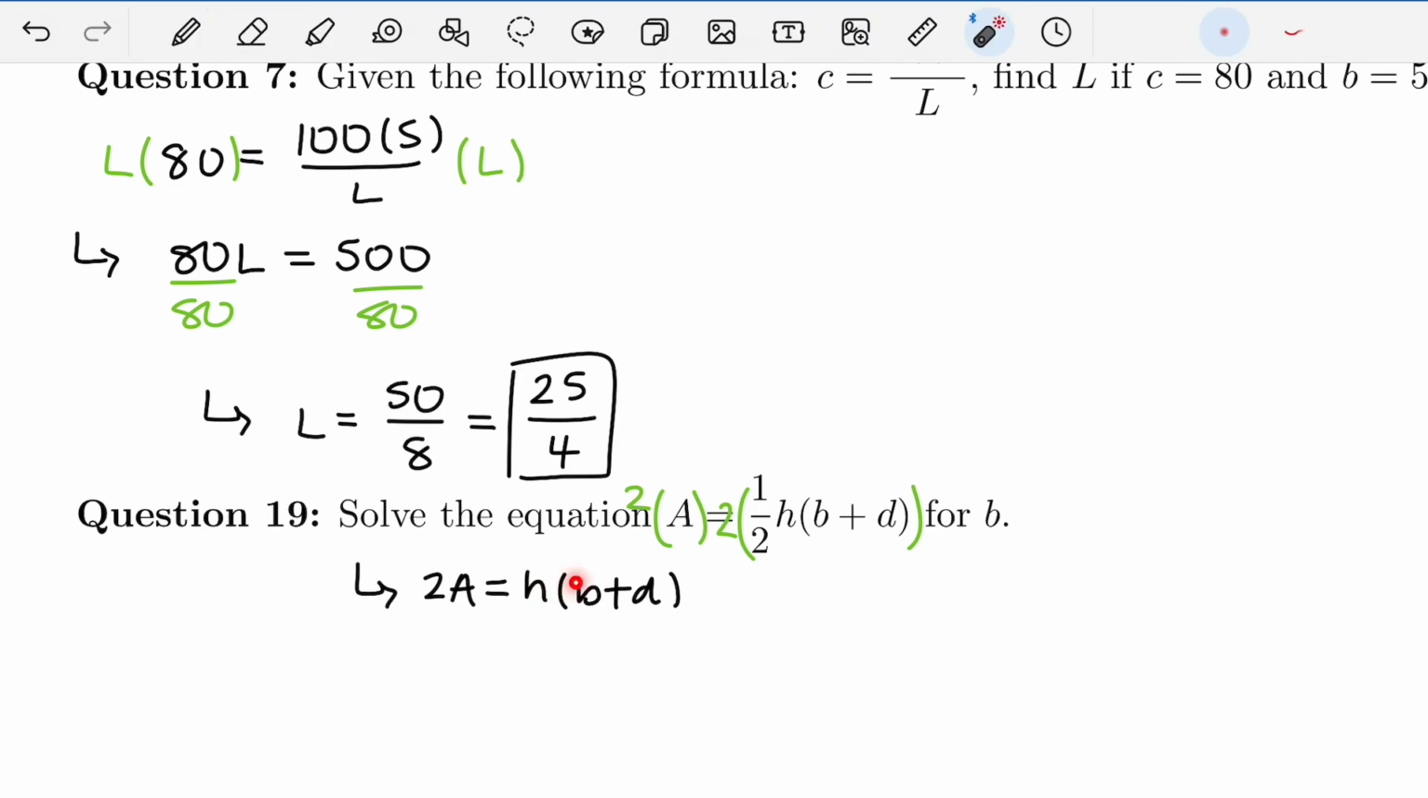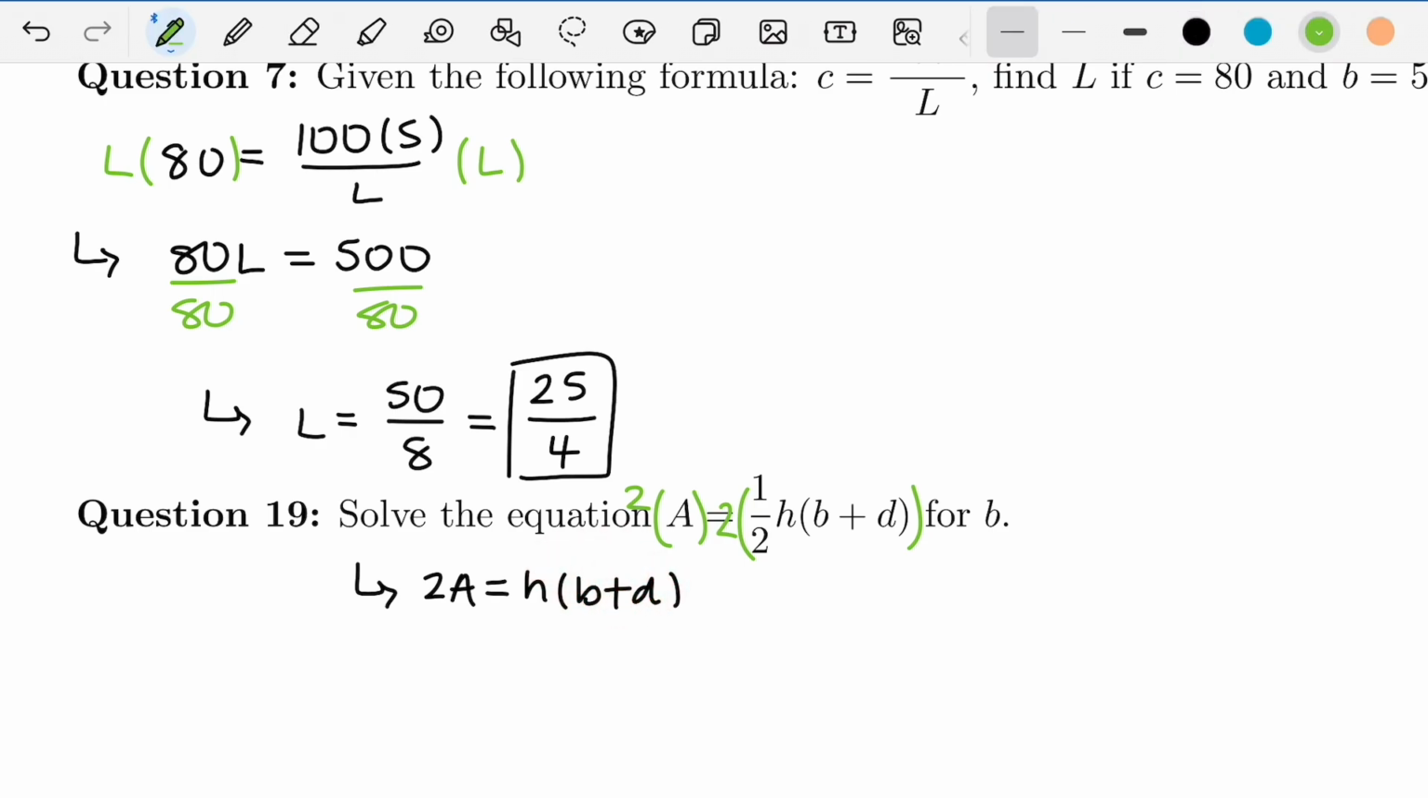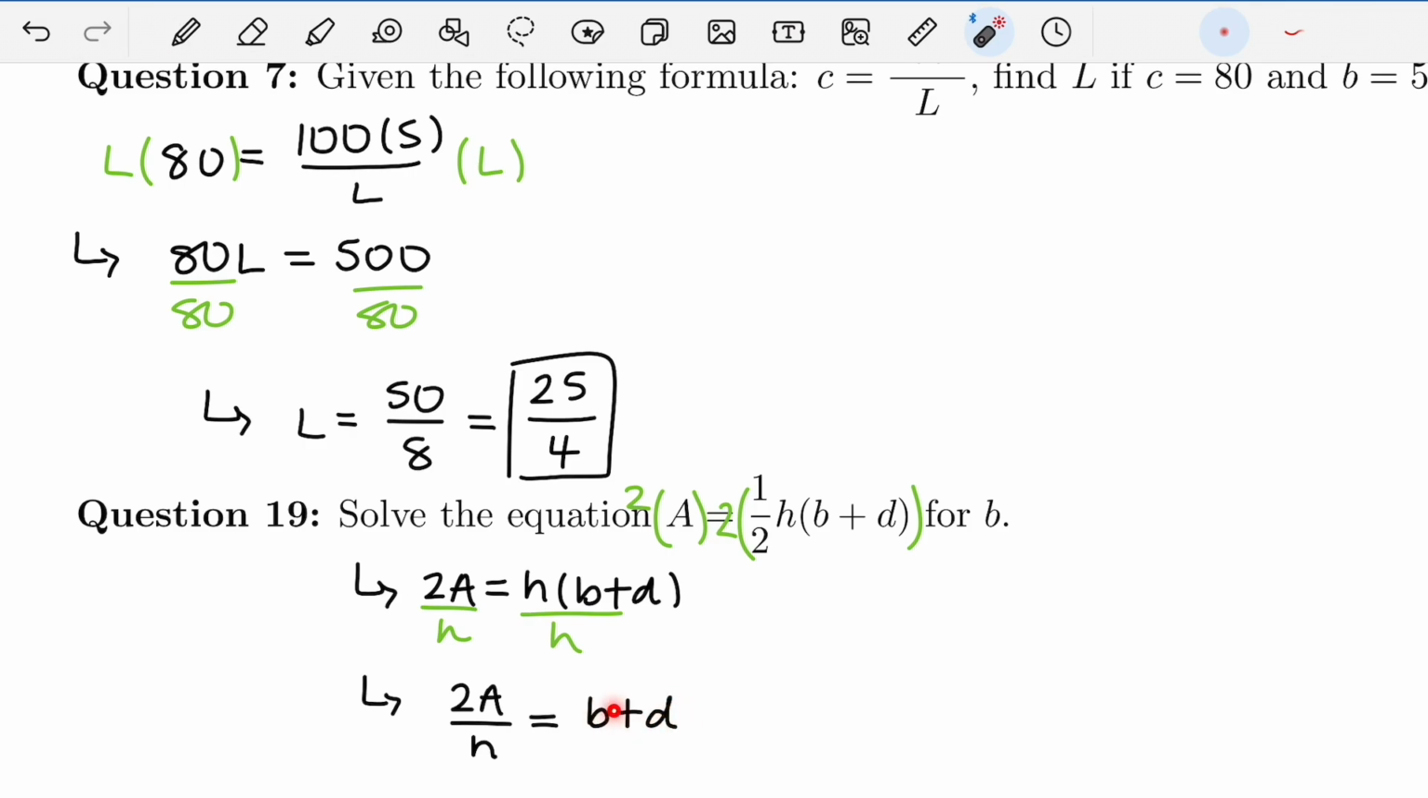Now, this h is multiplying this whole thing, so what we could do is distribute this h to both terms here. But what I'm going to do instead is just divide by h on both sides. Doing that kind of saves us a step here. So 2a over h is equal to b plus d. By doing that, we got our b plus d term outside of our parentheses here.